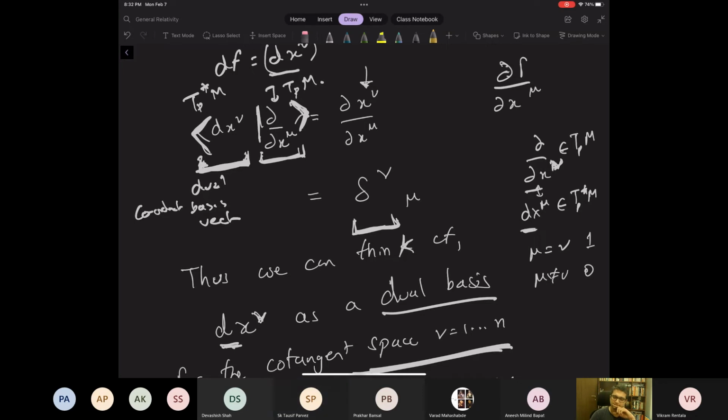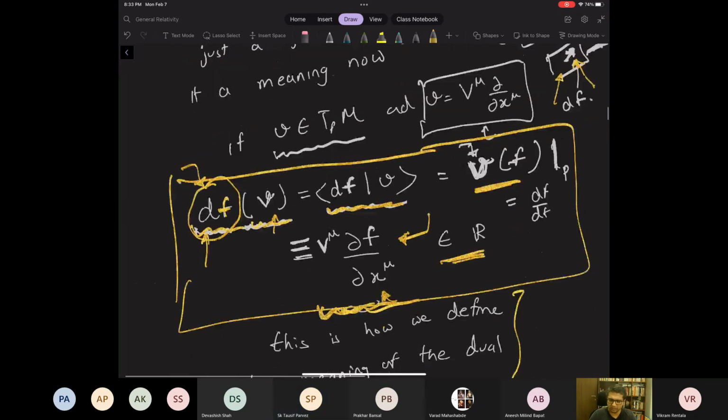Sir, while defining vectors, we said that vectors are independent of f, like they act on f, but we can define the vectors without f. But while defining dual vectors, why are we explicitly using f?